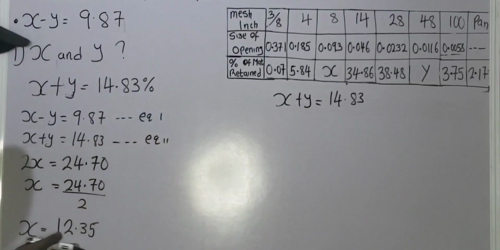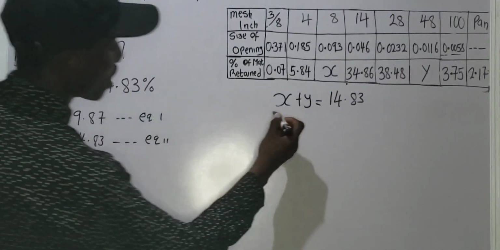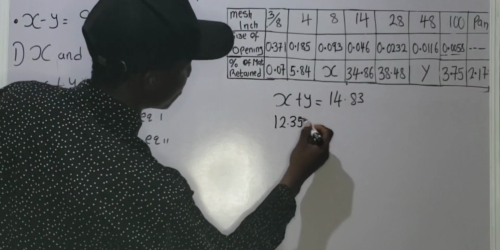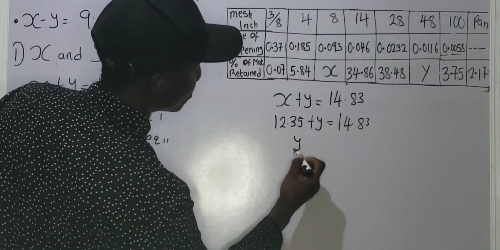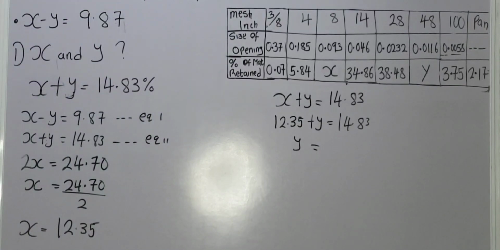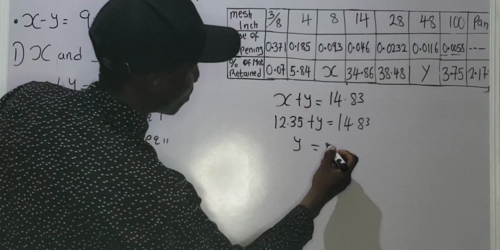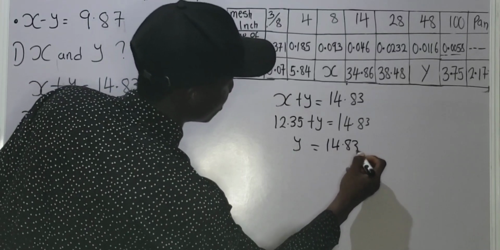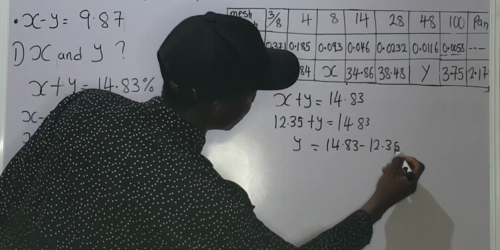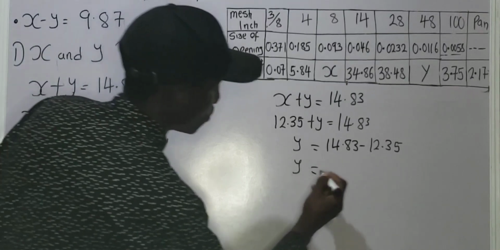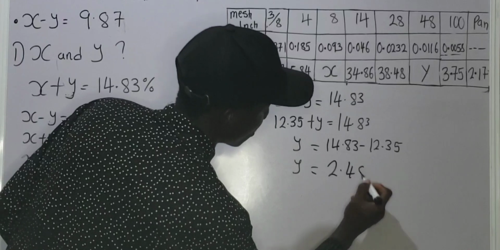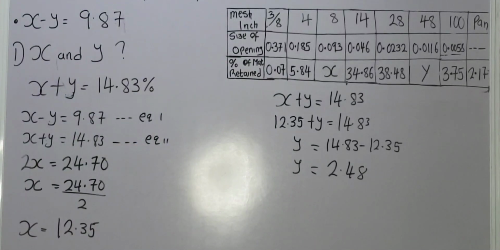14.83. So the value of x that I got here is what? 12.35. So I'm going to have 12.35 plus y is equals to 14.83. So from this, I'm going to what? Collect like terms. You understand? So if I collect like terms, I'm going to have 14.83 minus 12.35. Let us subtract that. 14.83 minus 12.35, that is 2.48. So the value of y is 2.48.